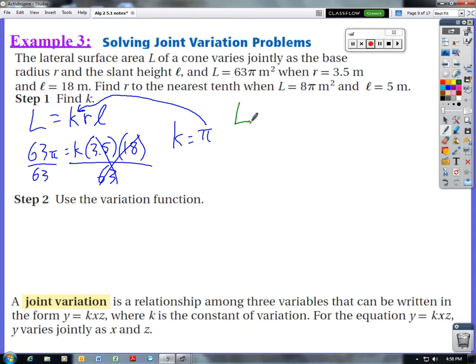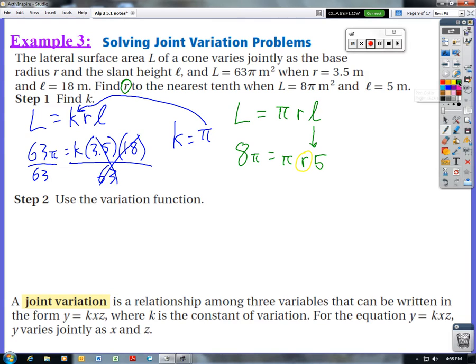L, which is lateral surface area. So I wonder what that means. It's probably like the surface area of the cone. That's like everything except for the base. It's my guess. Anyway, there's the equation. And it wants you to find the radius of the base to the nearest tenth when L is equal to 8 pi and little l is equal to 5. So then we're going to plug in pi times r, and we have to solve for r.